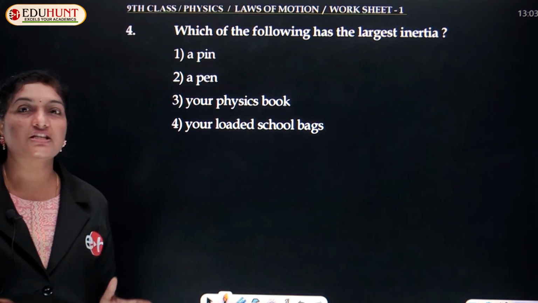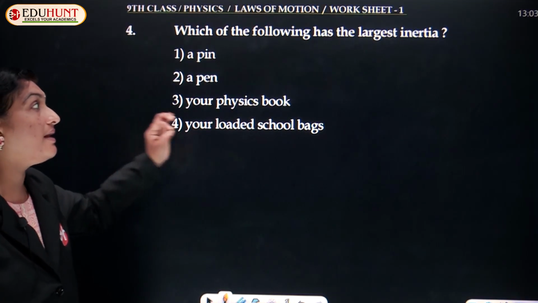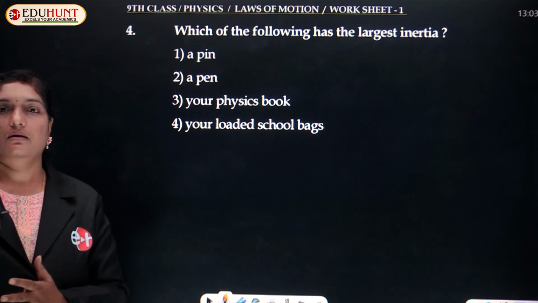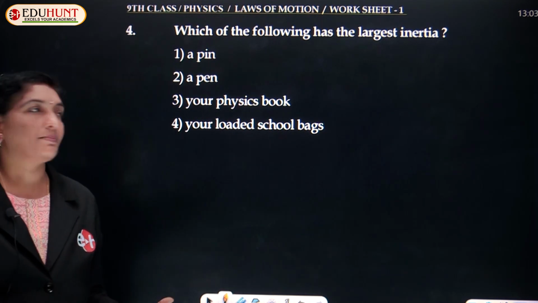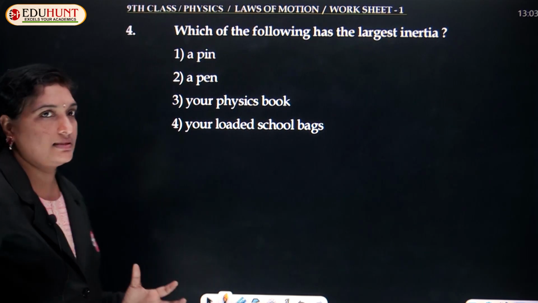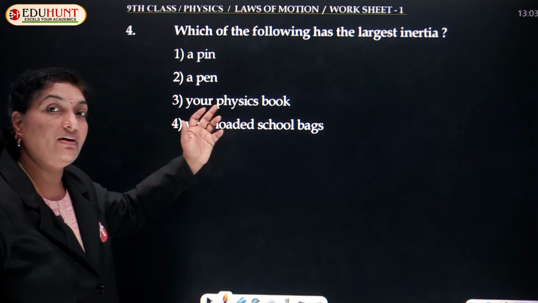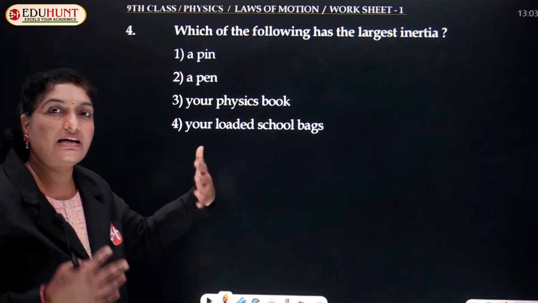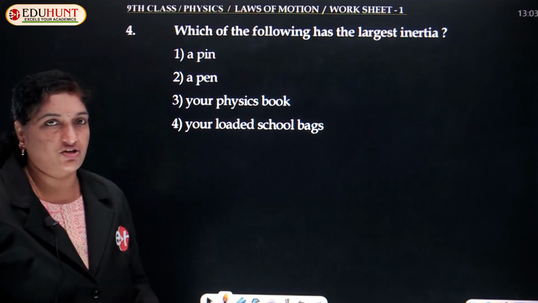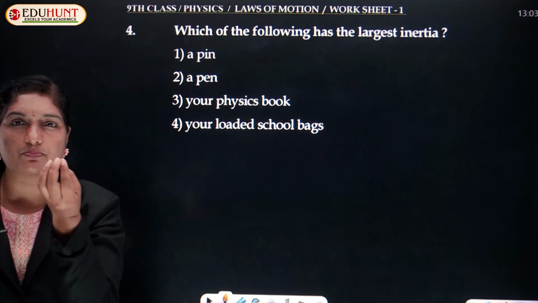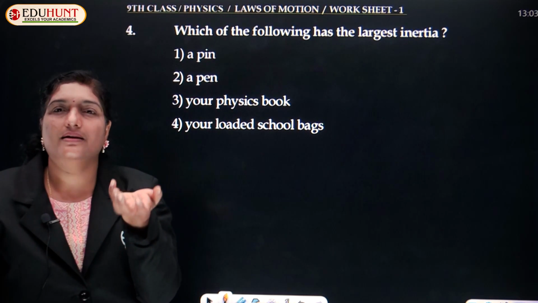Fourth one, which of the following has the largest inertia? The same condition, mass gives the measure of inertia. The larger the mass, the larger will be inertia. You have to compare whose mass is comparatively more. A body having larger mass possesses larger inertia. A pin, you know a pin, how much mass may it have? A pin has a negligible mass.